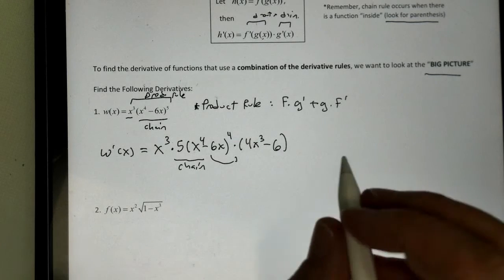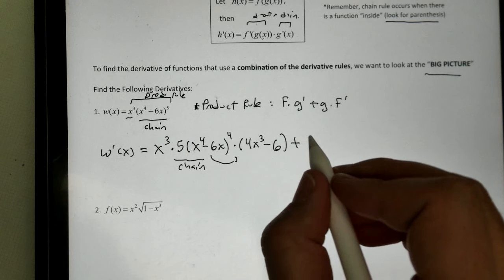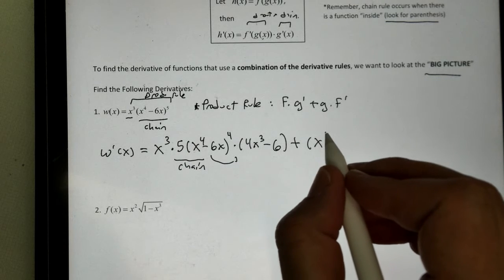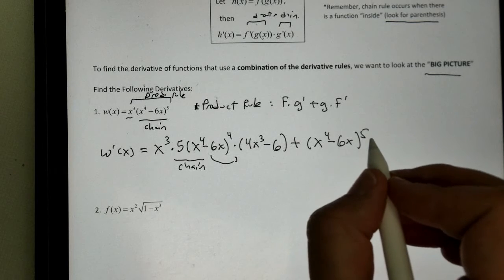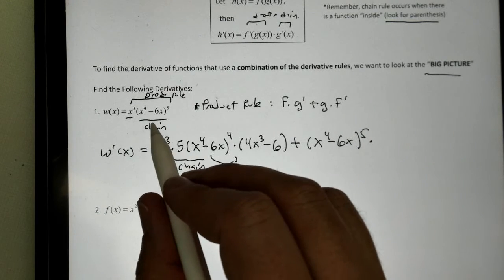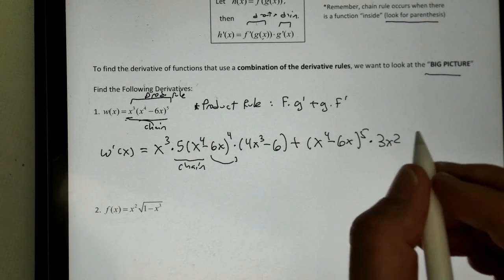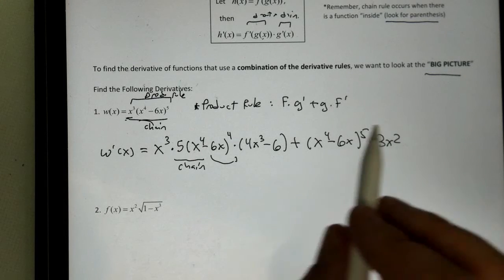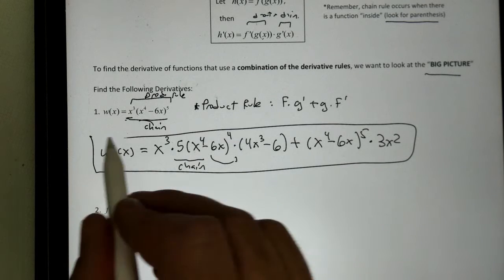Oh, that's ugly. Plus, now we're going to take the second function, which is just this x to the 4th minus 6x to the 5th, and now we're going to multiply that by the derivative of the first, which is easy. That's just 3x squared. And this is our derivative. Now, is it nice looking? No. So we're going to leave it alone. Let's just leave that right there.